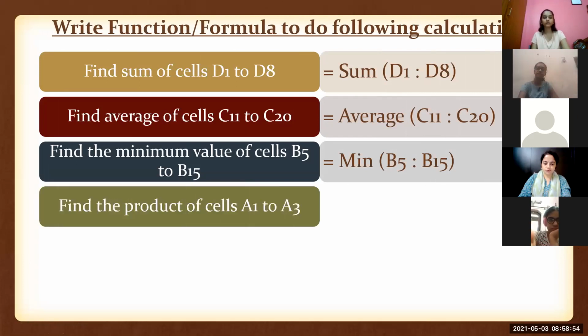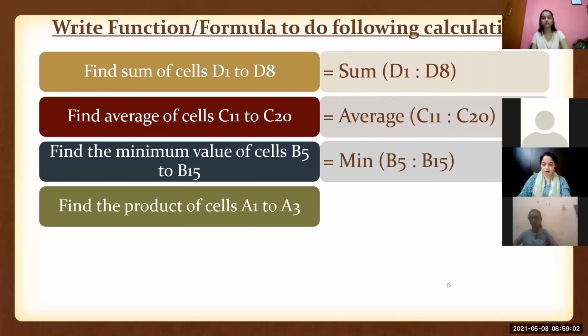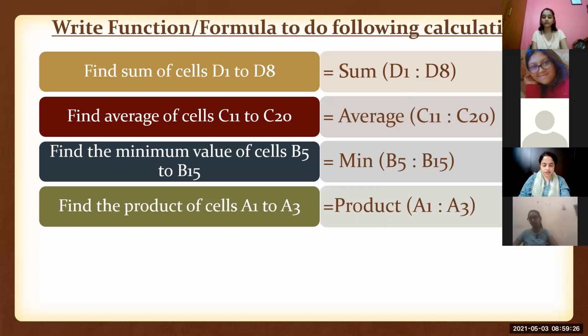Okay, next one is to find the product of cells A1 to A3. Okay, Khushi. Is equal to product bracket open A1 colon A3 bracket close. Very good. Is equal to product A1 colon A3 within the brackets. Product is a function name. A1, A3 is the range or the arguments which are given in brackets, that is called parenthesis.